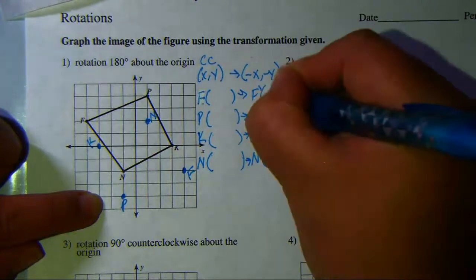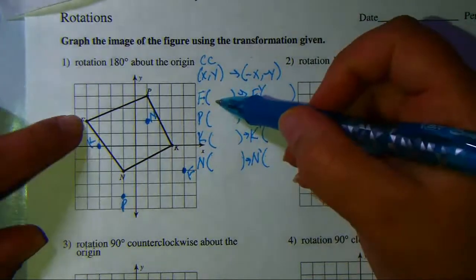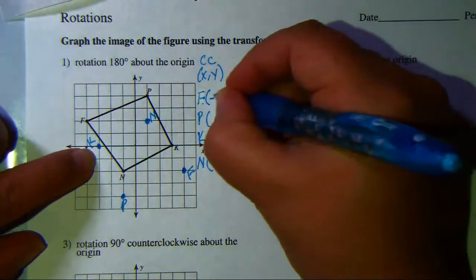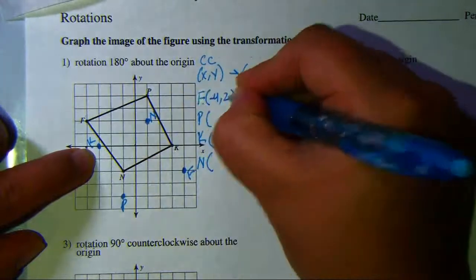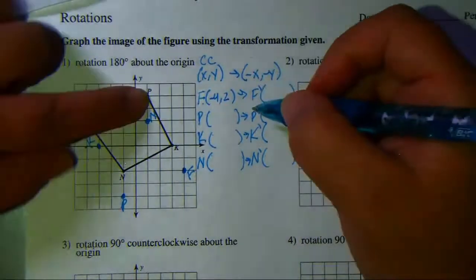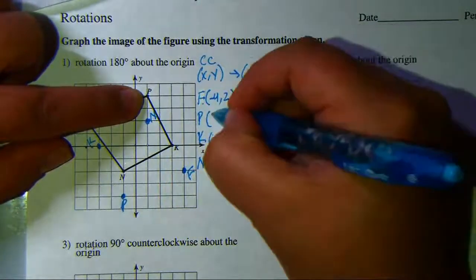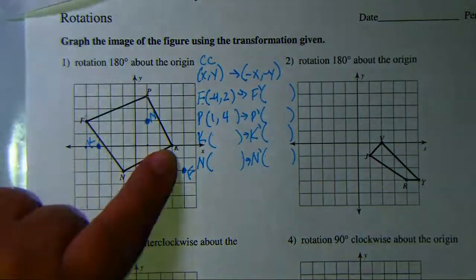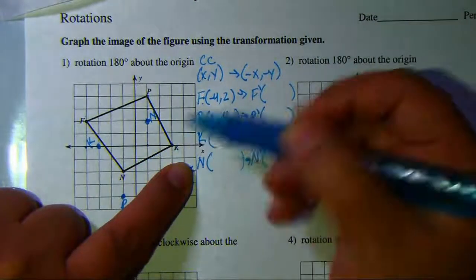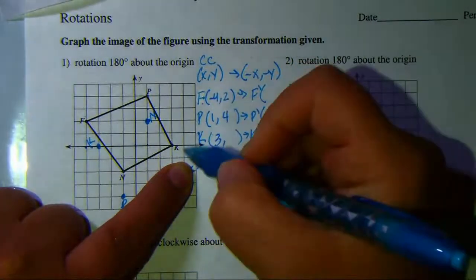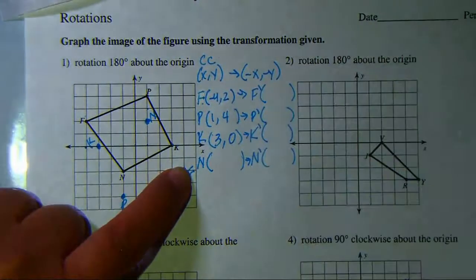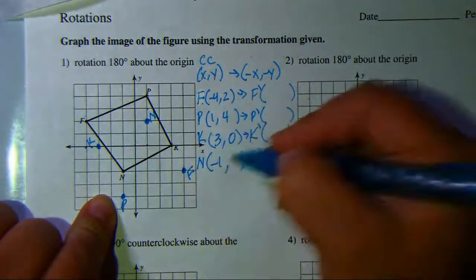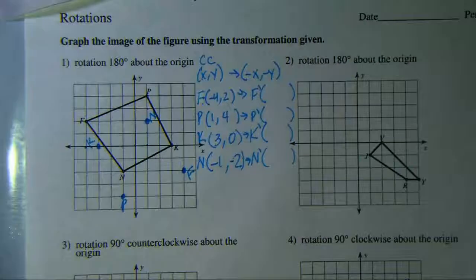Just like that. Okay, so I figure out, F is at 1, 2, 3, 4 to the left, so -4, and up 2, so (-4, 2). P is at 1, and then 1, 2, 3, 4 up. K is at 1, 2, 3, comma 0, because I don't go up or down, so (3, 0). And then N is at (-1, -2) here.